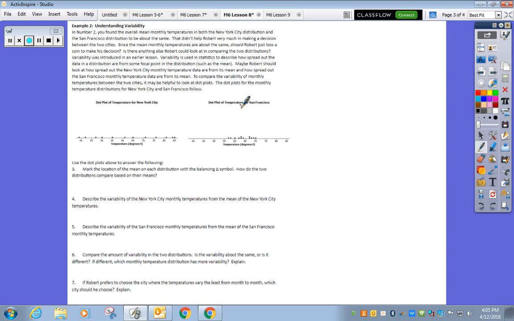Mark the location of the mean on each distribution with the balancing triangle symbol. How do the two distributions compare based on their means? Now, we've kind of already talked about this. So the 63 would go about here for New York City, 64 would go here for San Francisco. So based on their means, the means were about the same. 63, 64 are not very far off. So means are about the same.